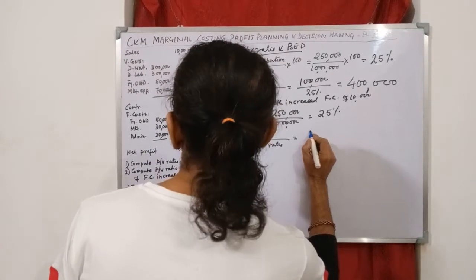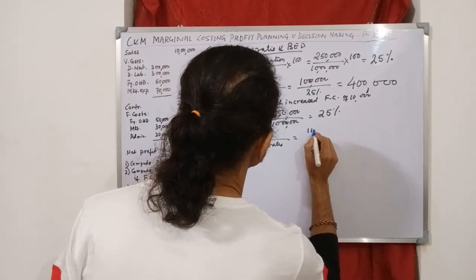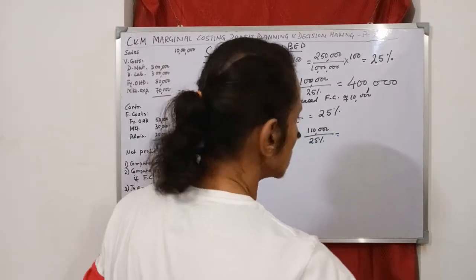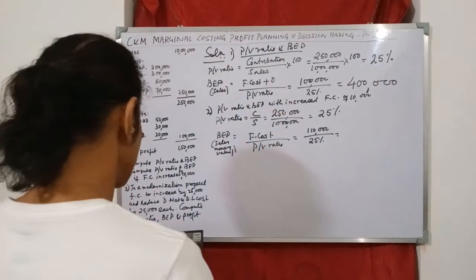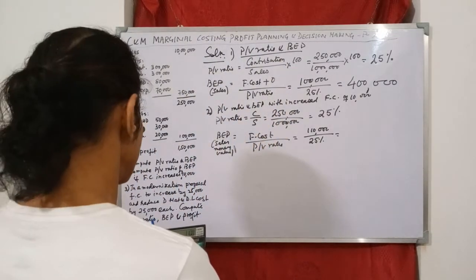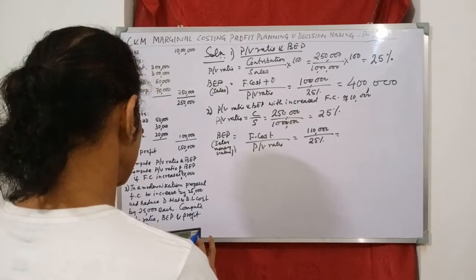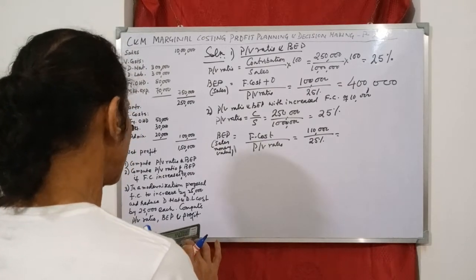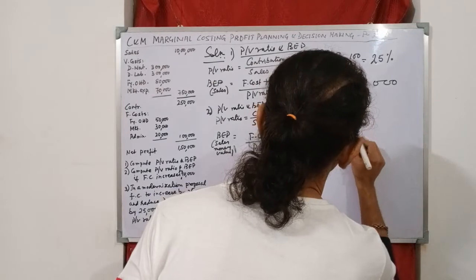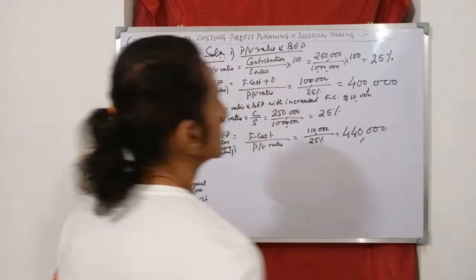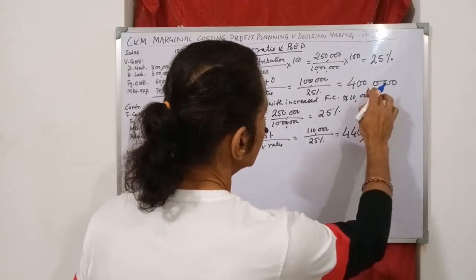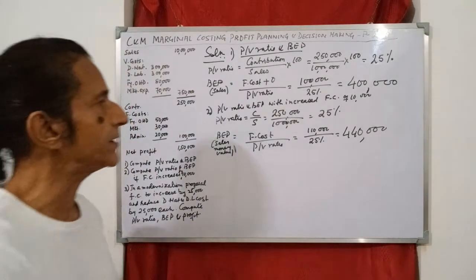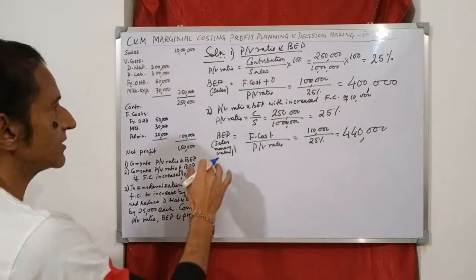So fixed cost will be 1,10,000 divided by PV ratio 25%. So let us see what it comes to. $440,000. So the BEP has increased from 400,000 to 440,000 as a result of increase in fixed cost by 10,000. So part 2 is done.